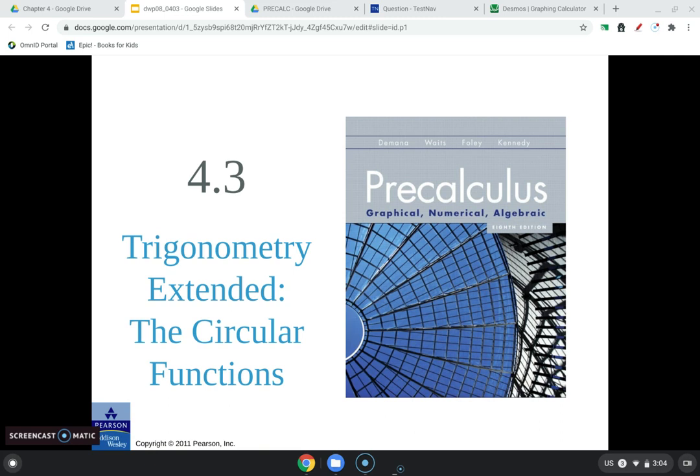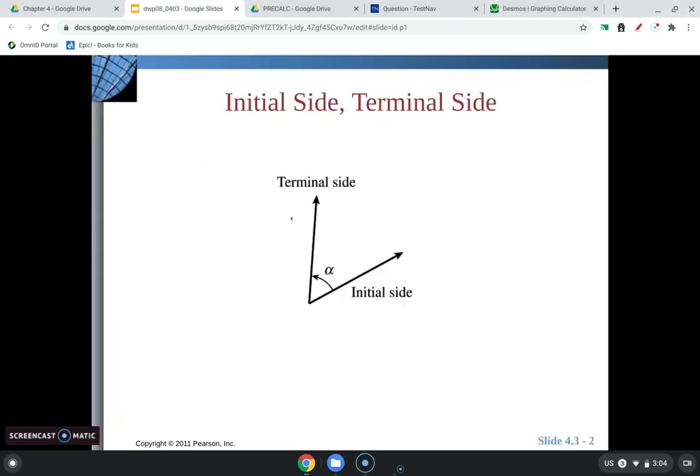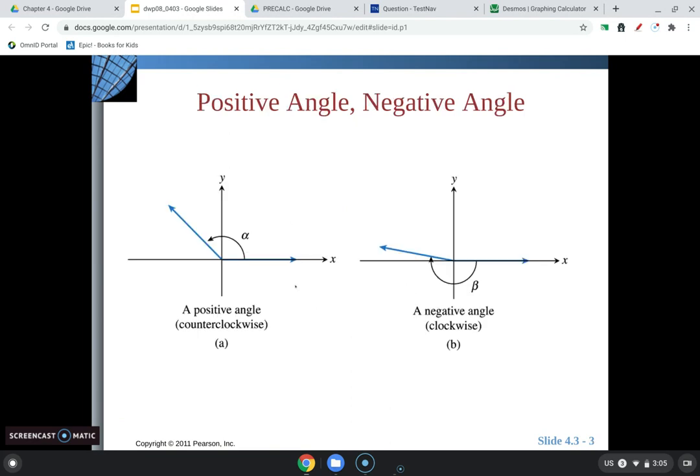This is Pre-Calc Lesson 4.3, trig extended, the circular functions. So we'll get into the unit circle. All right, initial and terminal. Initial is where you start, terminal is where you end. We always start with a positive angle.